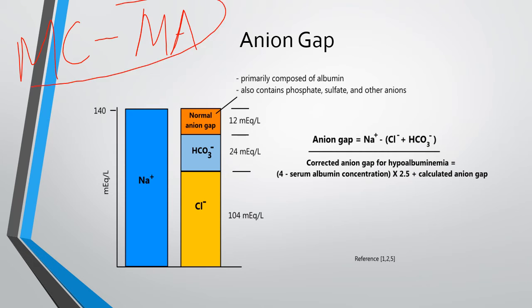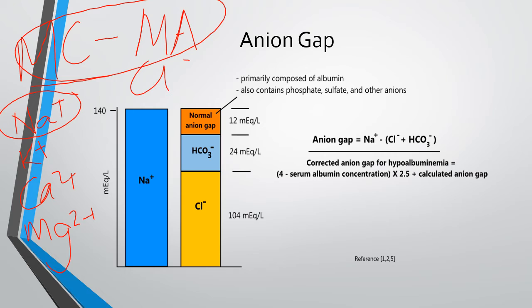So what are the cations we measure? We can measure sodium, potassium, calcium, magnesium. But in the anion gap calculation, we only take one cation, that is the value of sodium. Next, the anions. What are the anions? You can measure chloride, bicarbonate, and even lactate, acetate, acetoacetate, etc. But the two components we take for calculation are chloride and bicarbonate.